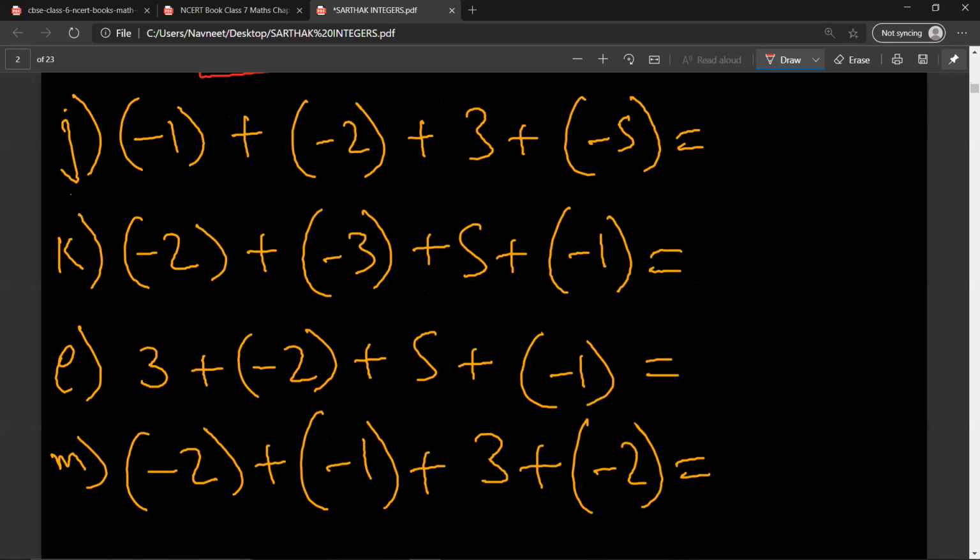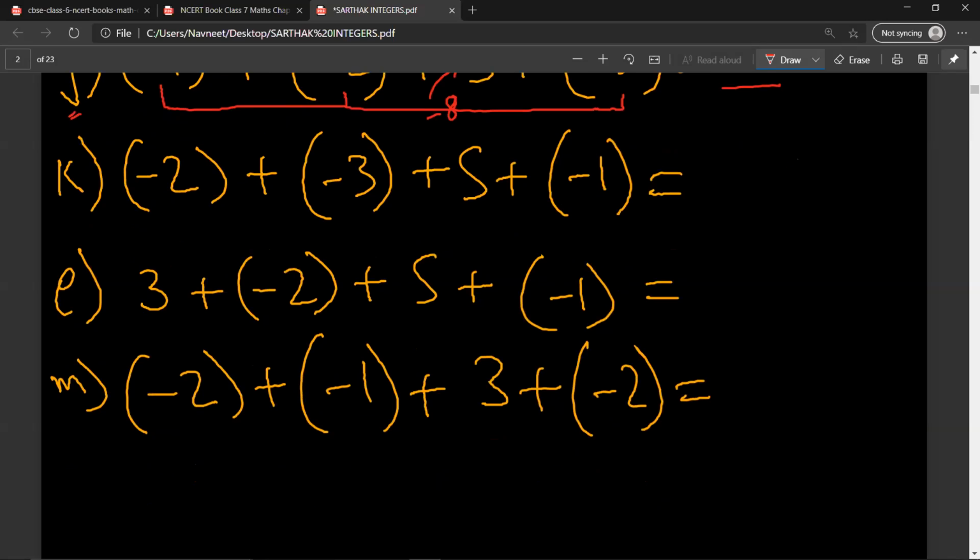This J part. -5. -1 and -2 is -3. -3 and -5 is -8. -8 and plus 3 is -5. Yes, sir. Okay. K part. -1. -2 and -3 is -5. -5 and -1 is -6. -6 plus 5 is -1.